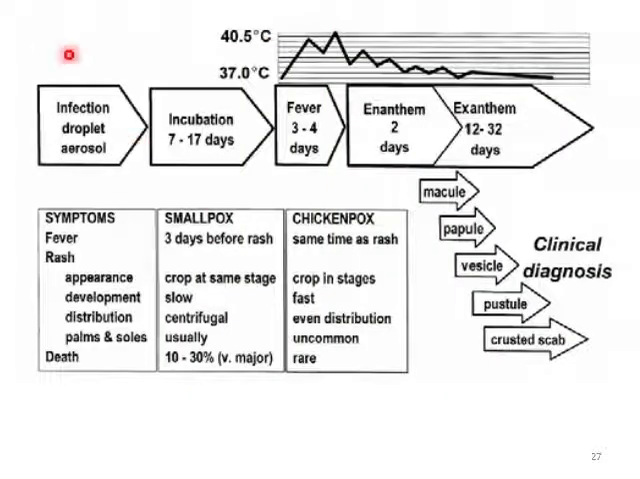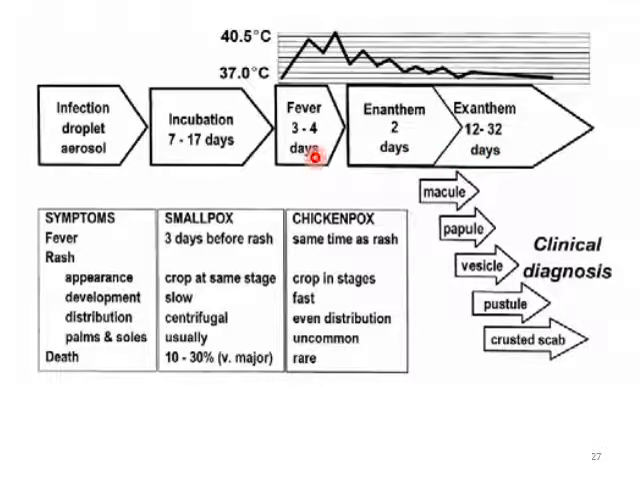Now if we see the pathogenesis and the manifestation of pox viruses, the infection is transmitted via droplet or aerosol. The incubation period is 7 to 17 days. In the first few 3 to 4 days, the complaint is of fever, which is then followed by enanthem. Enanthem is rash inside the body. Enanthem lasts for 2 days, and it is then followed by exanthem. Exanthem is rash outside the body. This exanthem lasts for 12 to 32 days.